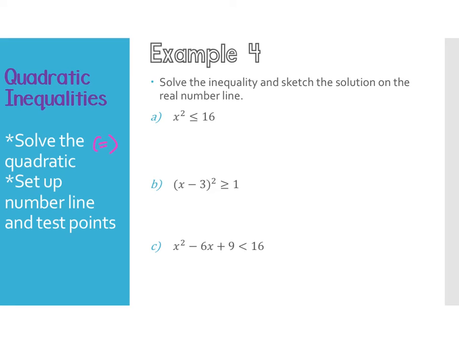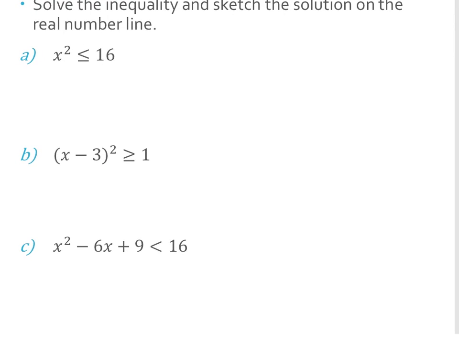So same set of instructions: solve the inequality, sketch the solution on the real number line. A says x squared is less than or equal to 16. So I'm going to make it x squared equals 16. You can either move the 16 and factor it, or you can use the even root property to say that it's plus and minus the square root of 16, which means plus and minus 4. How you solve it is up to you, but that's where my test points come from. So now I go to my number line, and I'm going to do -4 and +4.